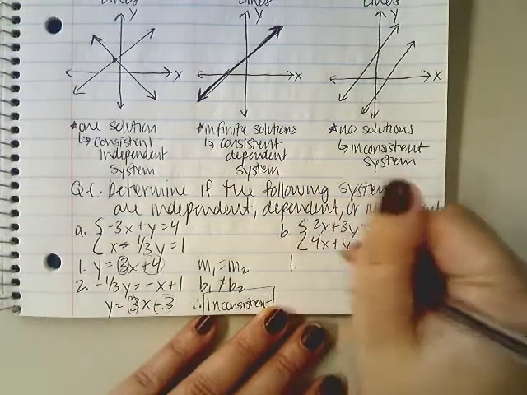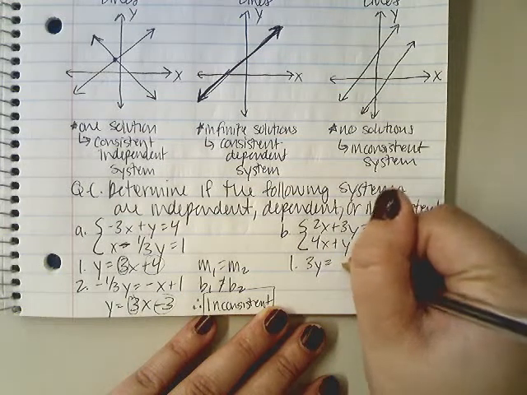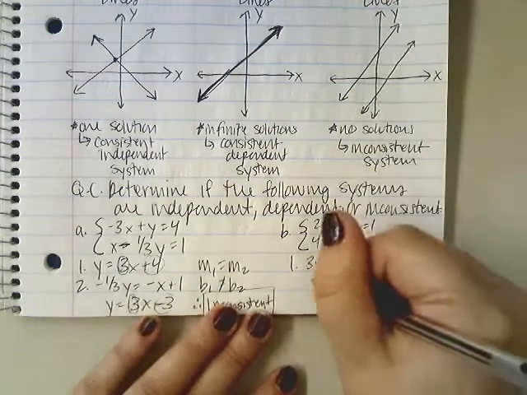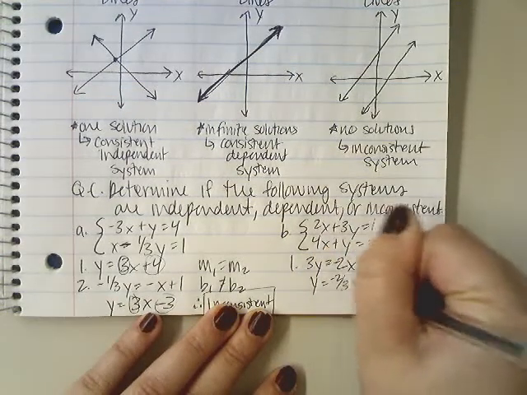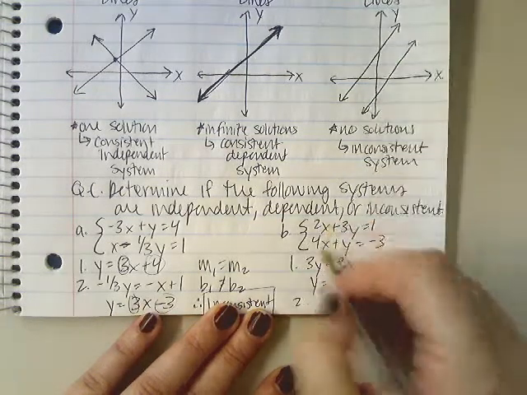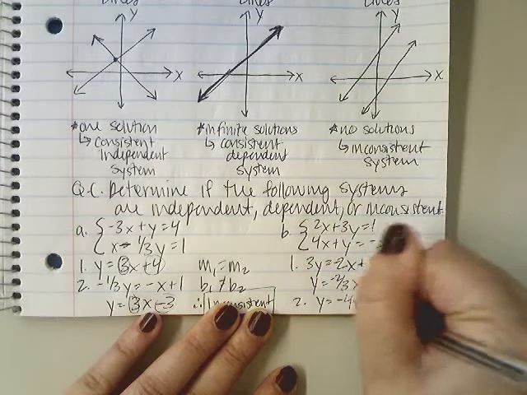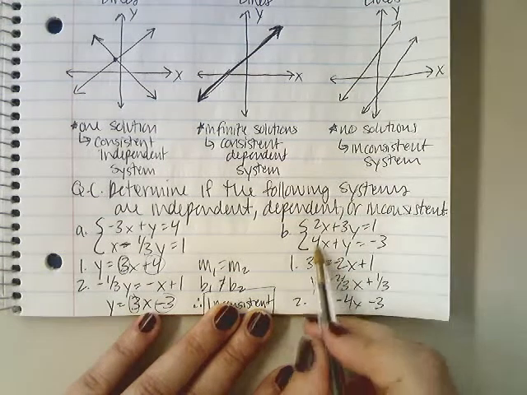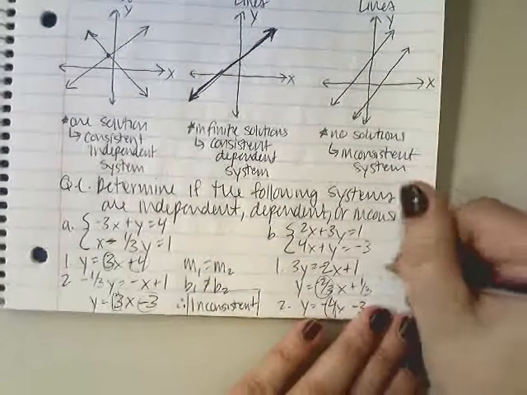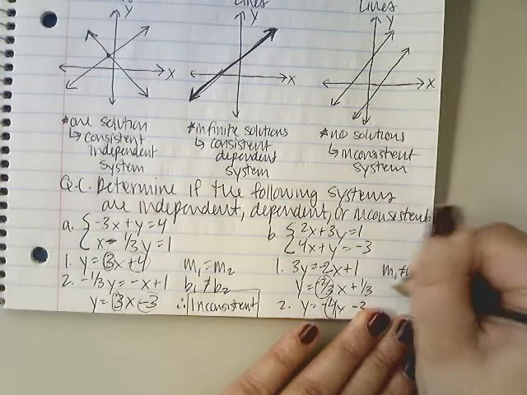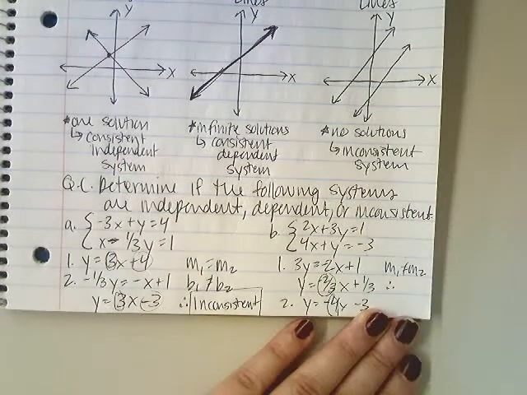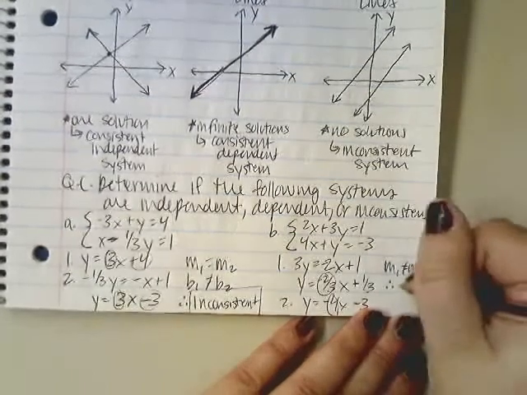I'm going to follow the same process for the second set. So for the first equation, I subtract, and I have 3y equals negative 2x plus 1, and I divide by 3. I get y equals negative 2/3 x plus 1/3. And I do the same for the second equation. I subtract 4x. I get y equals negative 4x minus 3. So I move the 4x to the other side. This time, our slopes are different. So m1 does not equal m2. So therefore, they are going to be consistent independent because there are different slopes, so they're going to be independent.